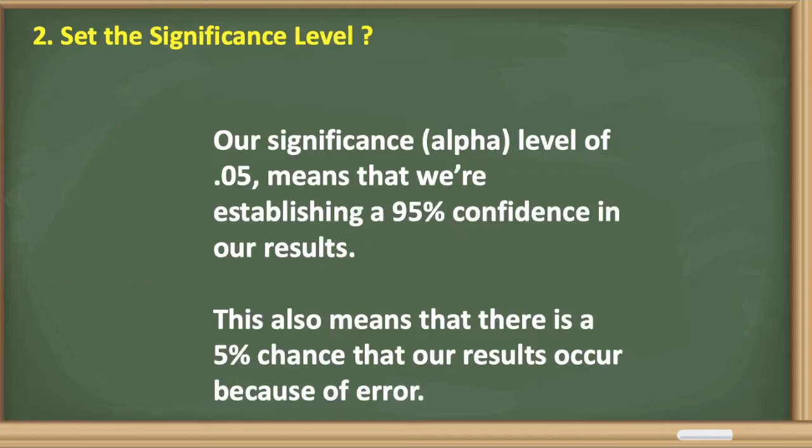Here's our second step, and our second step will always be the same. Hopefully you remember that our significance level, or our alpha level, is always going to be 0.05. What this really means for us is that we're establishing a 95% confidence in our results. And if we give ourselves 95% confidence in our results, that means that we're also giving ourselves a 5% chance of making an error. So the way that we list this in notation form is we use the Greek letter alpha in lowercase form equals 0.05.